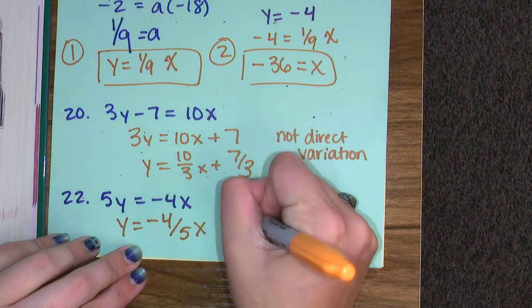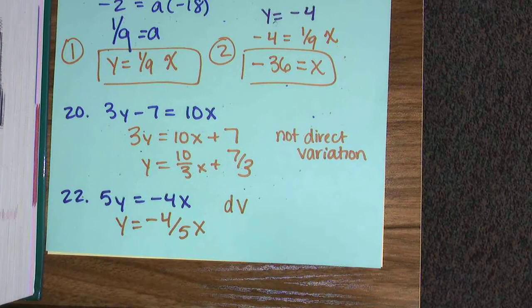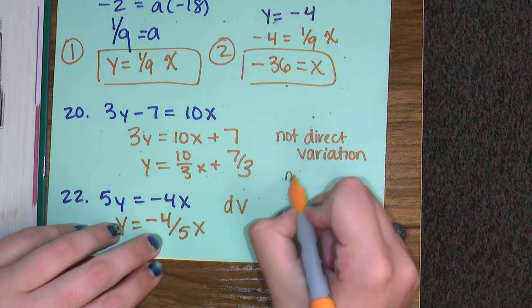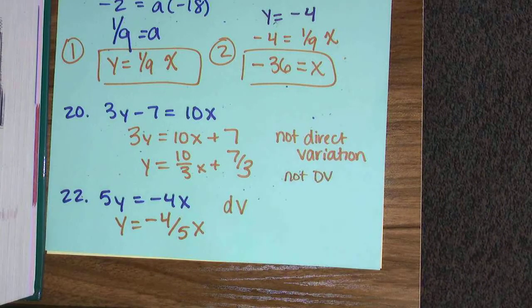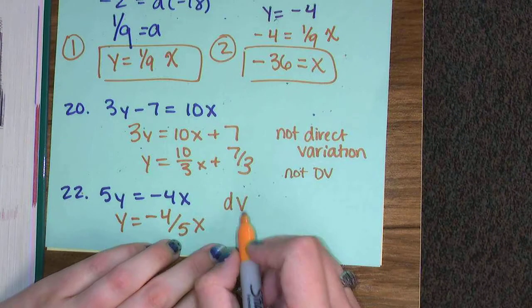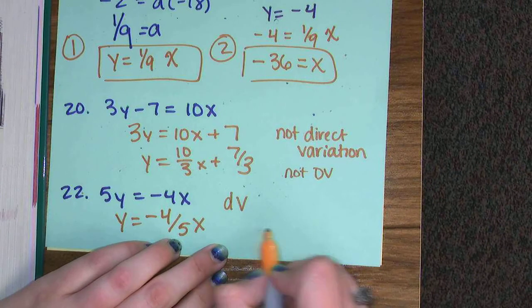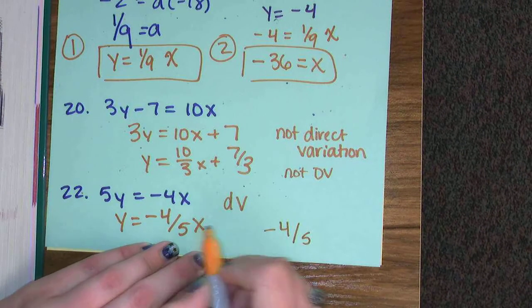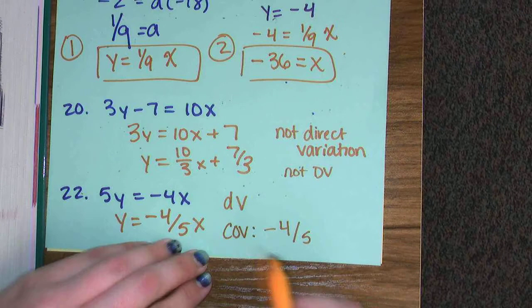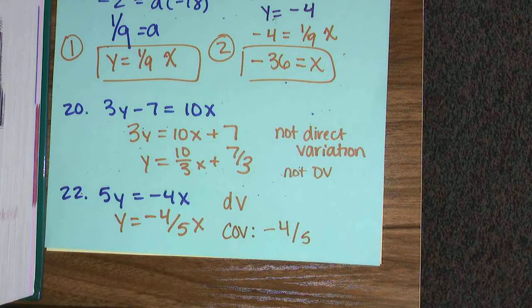Okay, and don't forget you can write DV for direct variation if you don't want to write it out every time. And if it's not direct variation, you can write not DV, just to make your life easier. What is my constant of variation? And if you want, you can shorten that to COV, constant of variation, if you don't want to write out the word every time. Make it a little easier.